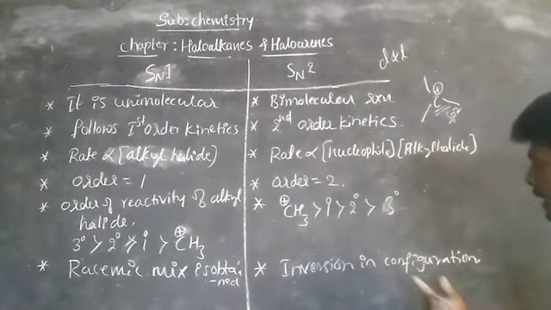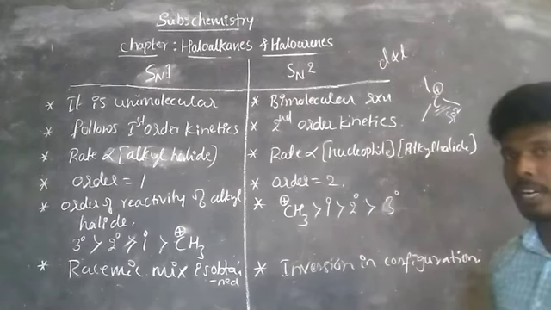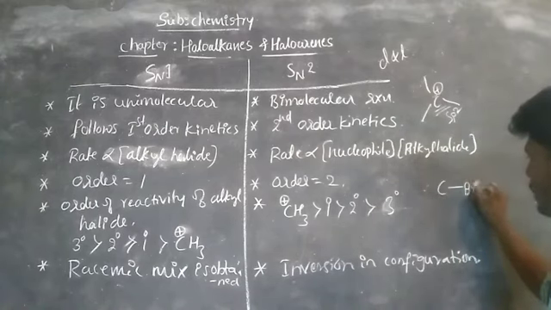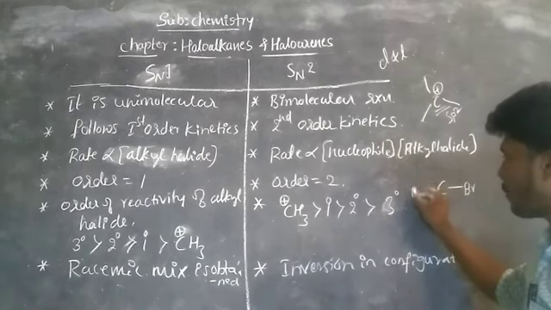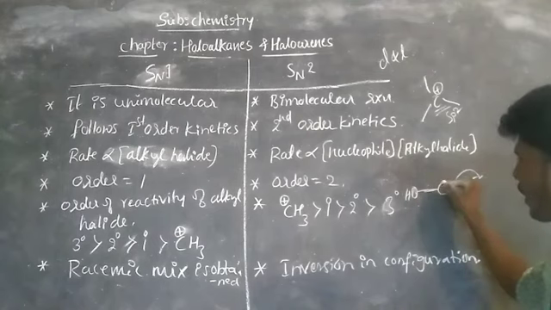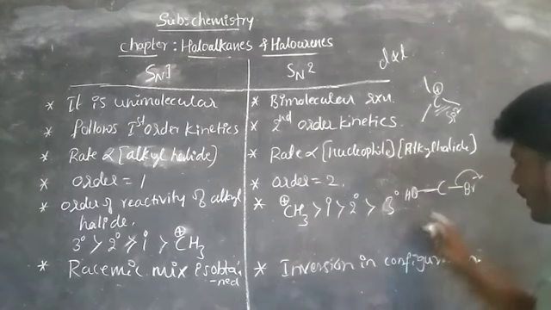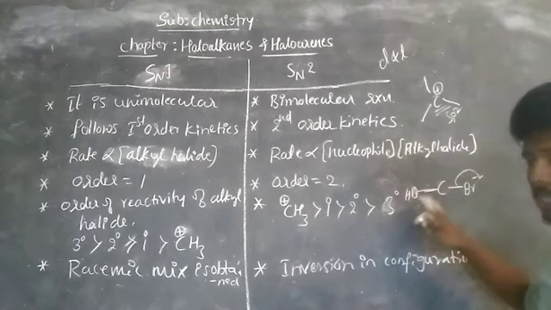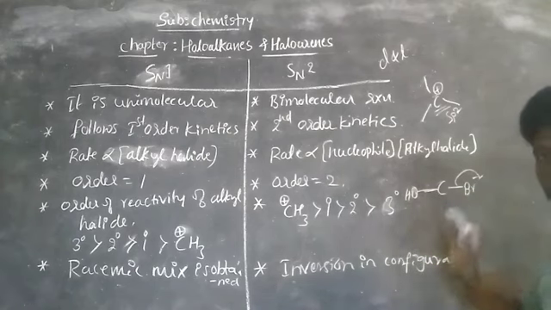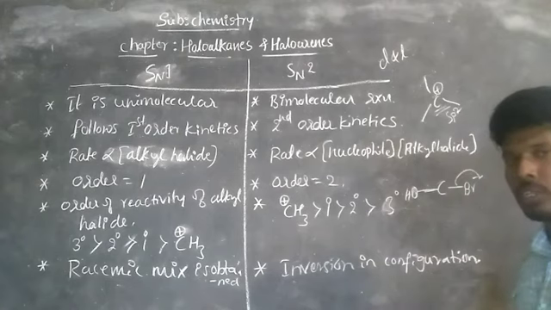But in the SN2 reaction, you get inversion in configuration. It means for the carbon, on one side there is a Br atom and on the exactly opposite side there is an OH group. After leaving Br, you get the carbon-oxygen bond. Here you get inversion of configuration, meaning reverse configuration. The OH is opposite to wherever the bromine was. Hence it is called inversion in configuration.